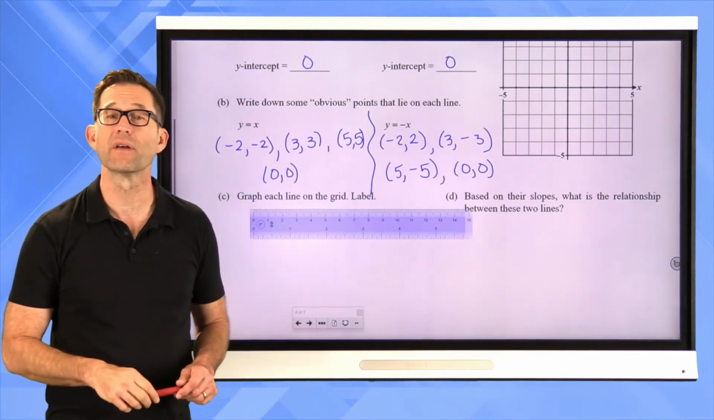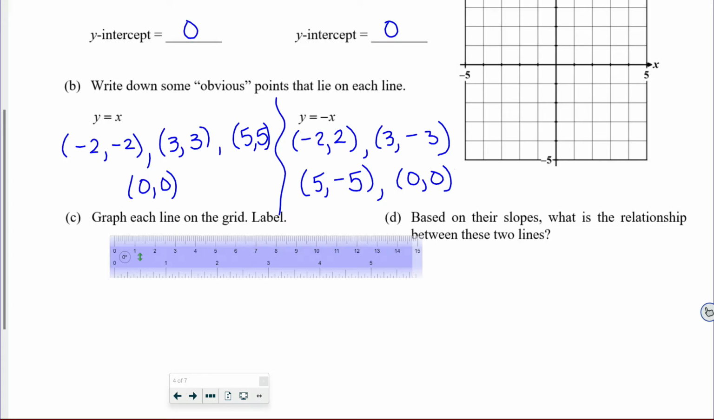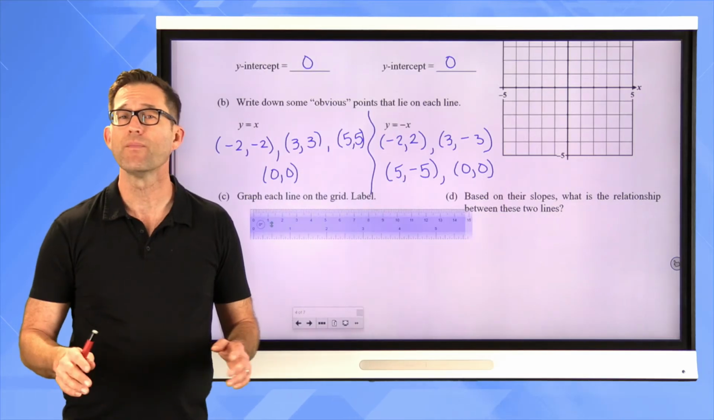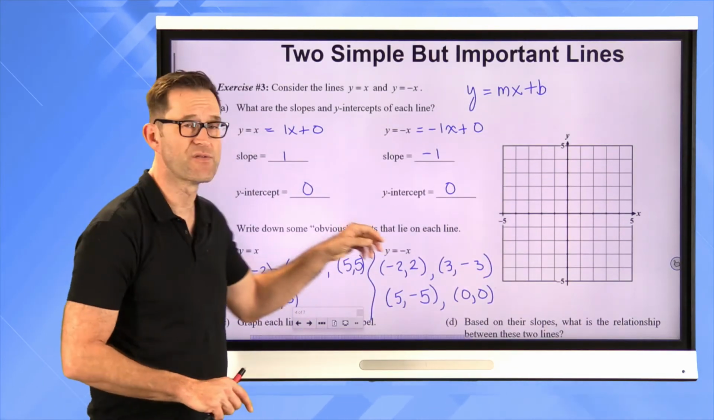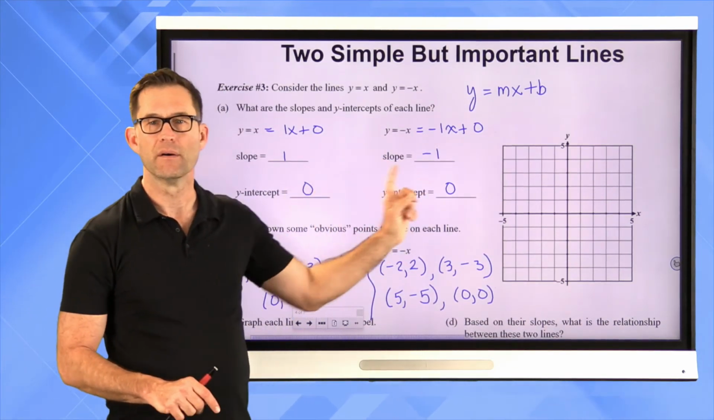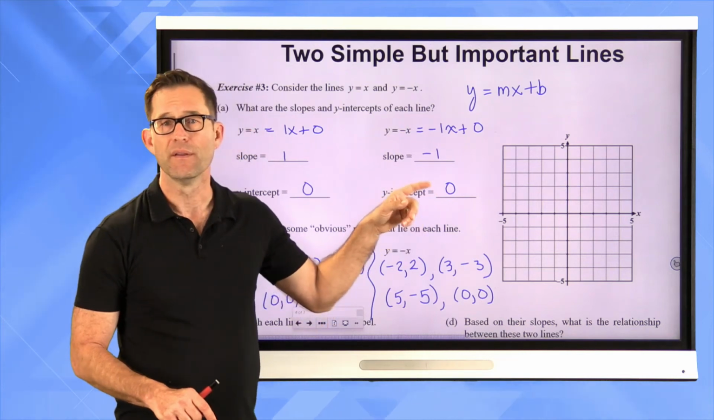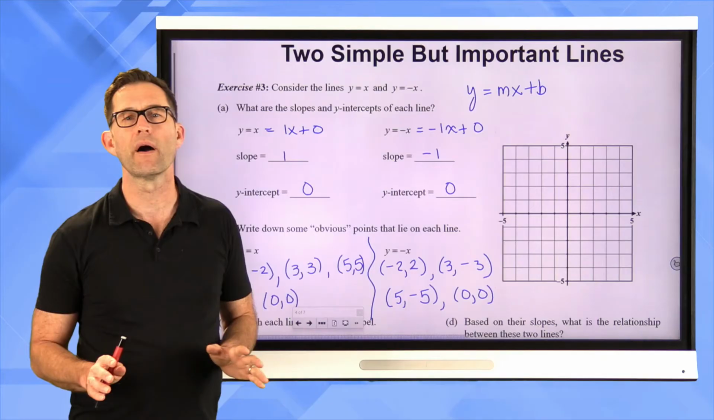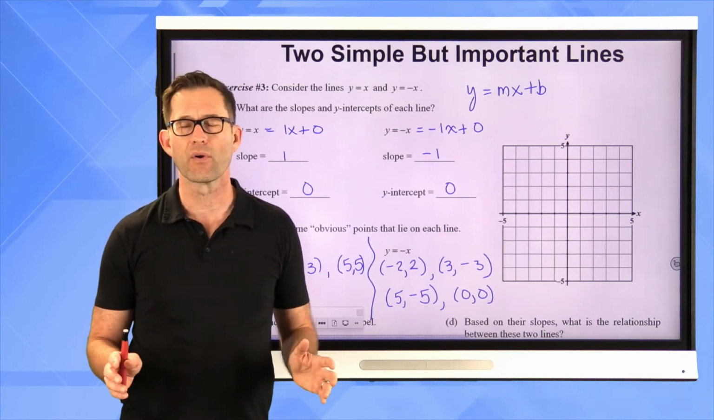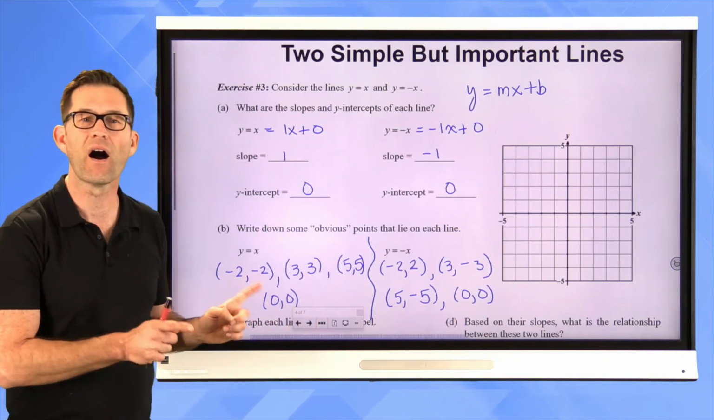All right, let's take a look at C. Graph each line on the grid. Label. All right, well, we could certainly graph these lines the way that we just graphed those previous four by saying, okay, I'm gonna graph their y-intercept, then I'm gonna use their slopes, right? But really, these are two lines that you wanna automatically know their graphs of based on these obvious points.